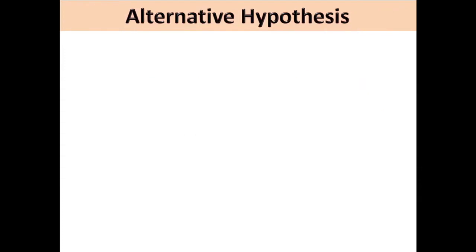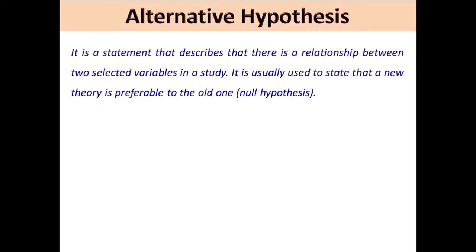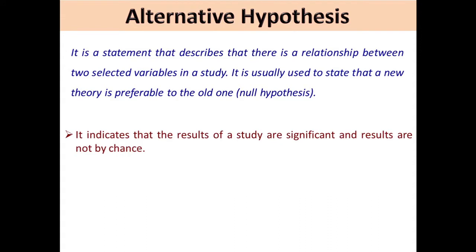Alternative hypothesis. An alternative hypothesis is a statement that describes that there is a relationship between two selected variables in a study. The alternative hypothesis is usually used to state that a new theory is preferable to the old one or null hypothesis. The alternative hypothesis is the hypothesis that is to be proved, indicating that the results of a study are significant, and that the sample observation is not the result just of chance but of some non-random causes.